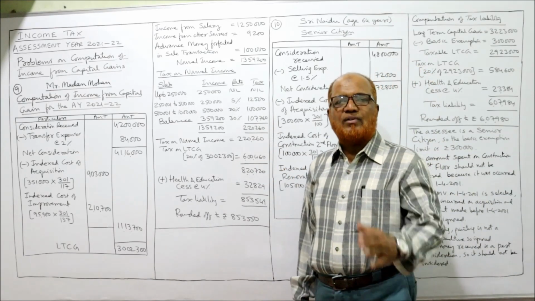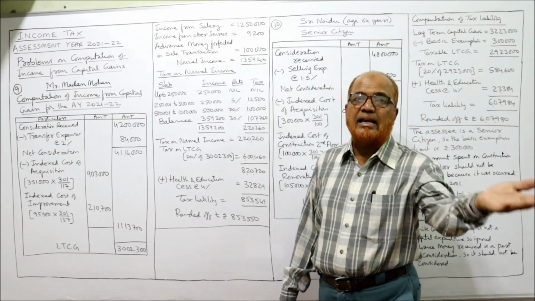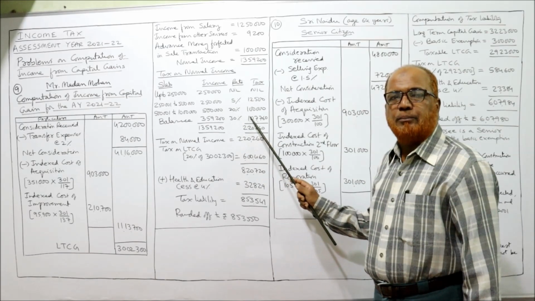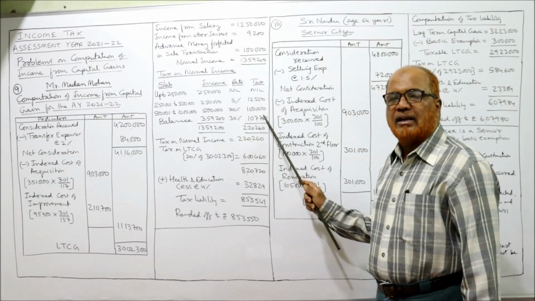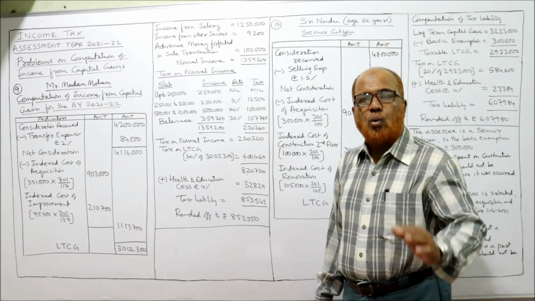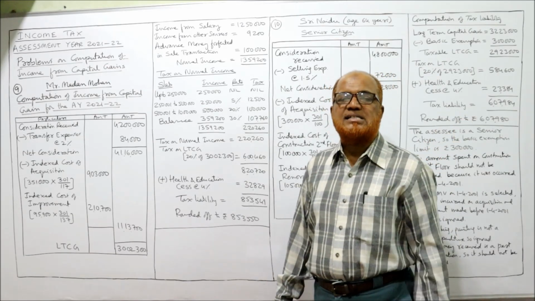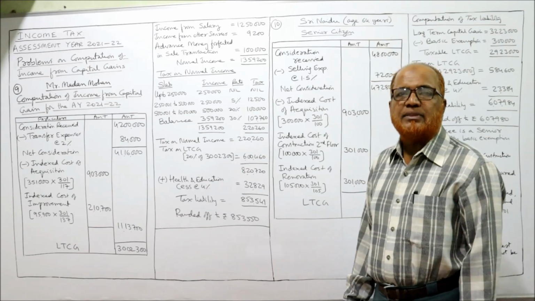The next slab goes from 5,00,001 to 10 lakhs. The income is 5 lakh. Rate of tax 20%. So 5 lakh at 20%, 1 lakh. Now the balance over 10 lakh rupees. Whatever is the income over 10 lakh rupees, that is taxed at a flat rate of 30%.